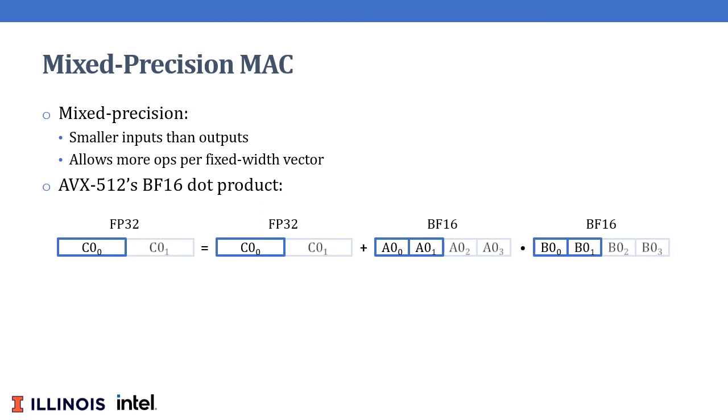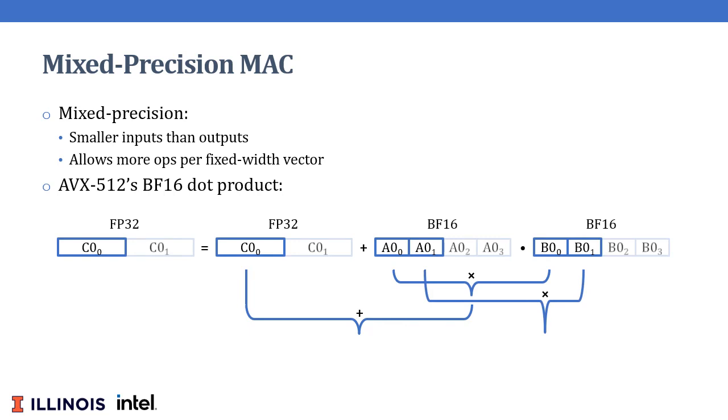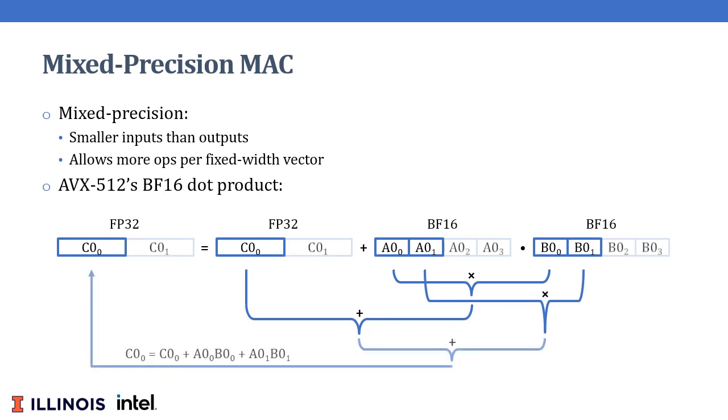In this instruction, each 32-bit accumulator is mapped with two pairs of 16-bit multiplicands, and two consecutive maps are performed. First, the left multiplicand pair produces a product and accumulates onto the base. Then, the right multiplicand pair produces a product and accumulates onto the intermediate result. The final result is written back to the accumulator.